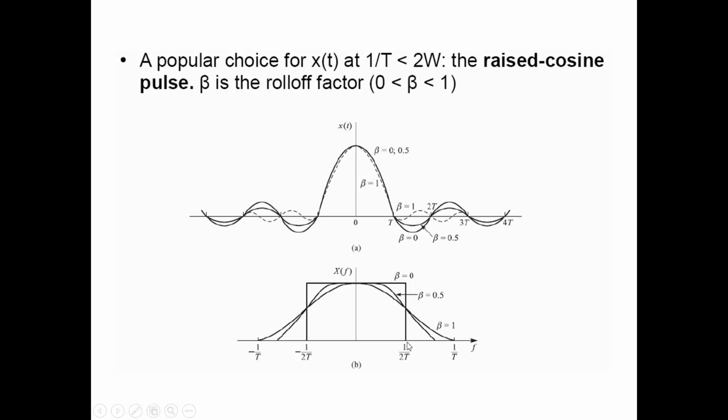But there is a drawback here, that it will also take more bandwidth, right? So in that case, you will have to make a trade-off between the ISI and the bandwidth utilization. Correct. Now, this is the time domain characteristics of the raised cosine pulse. For various values of beta, we have plotted.